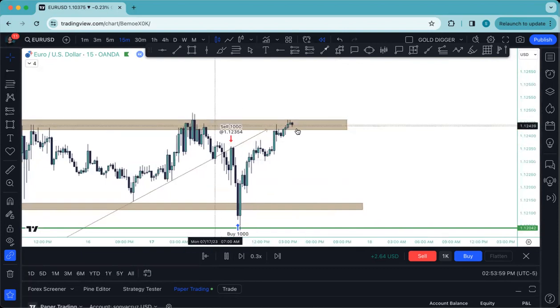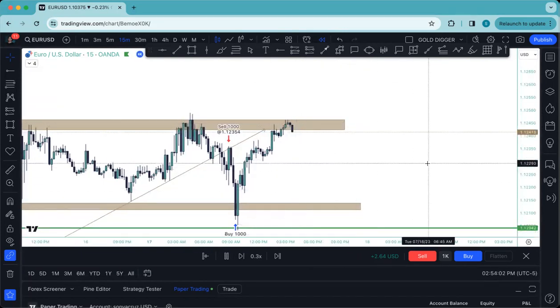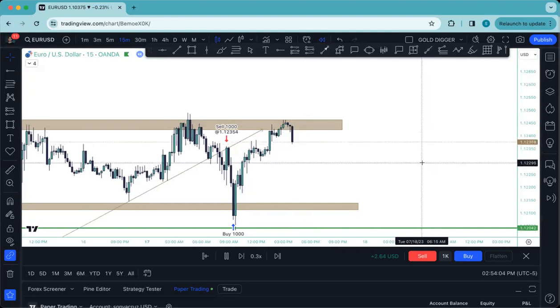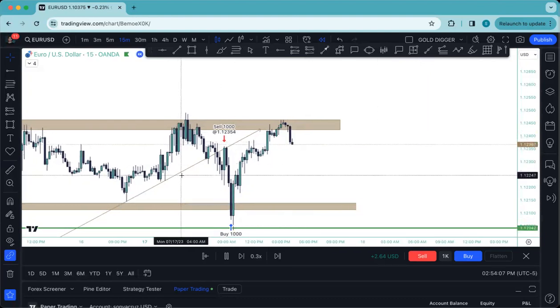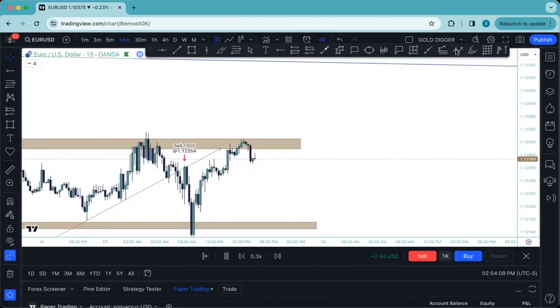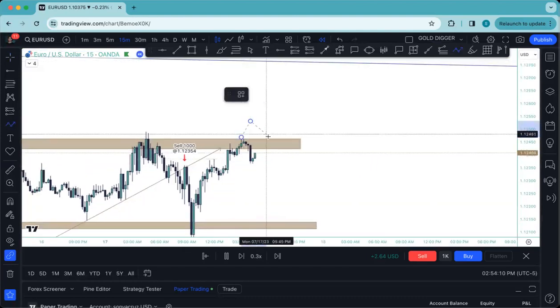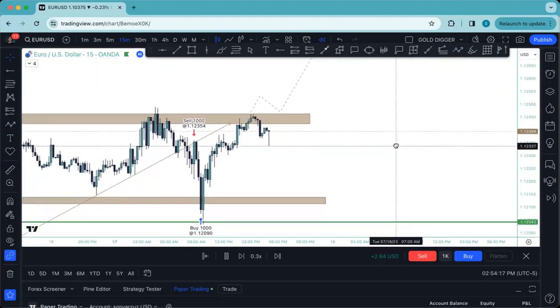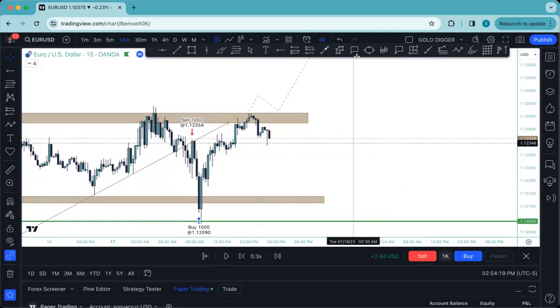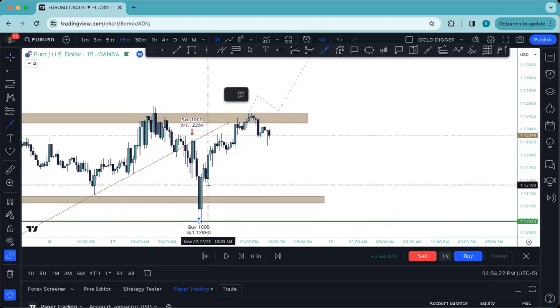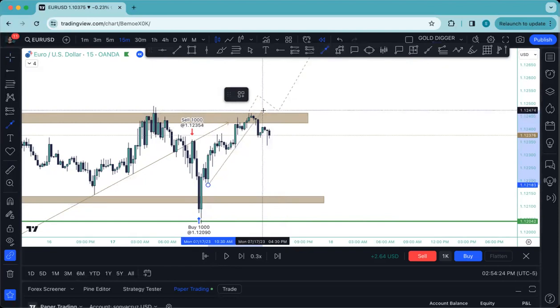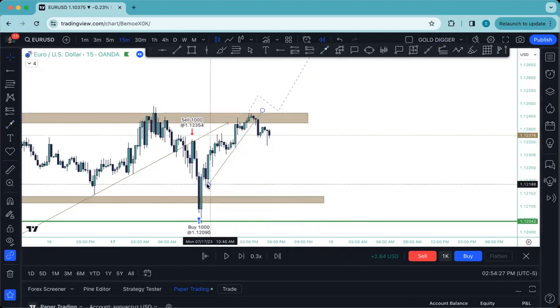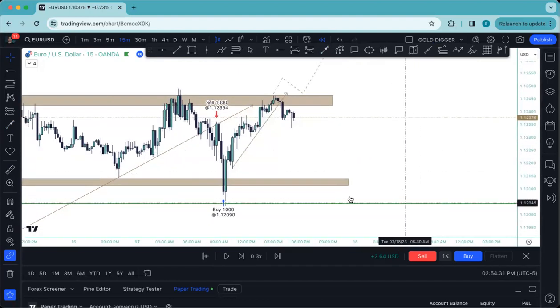Let's see if it breaks this zone right here and it starts going up. Let's see if we can take this thing up like this. Do something like that. Or you could have done something like that. It broke, it's retesting, it may go down, right? It's a game of probabilities.